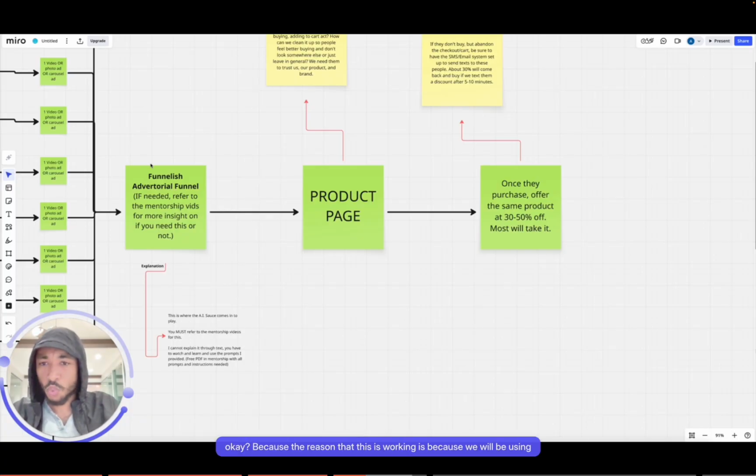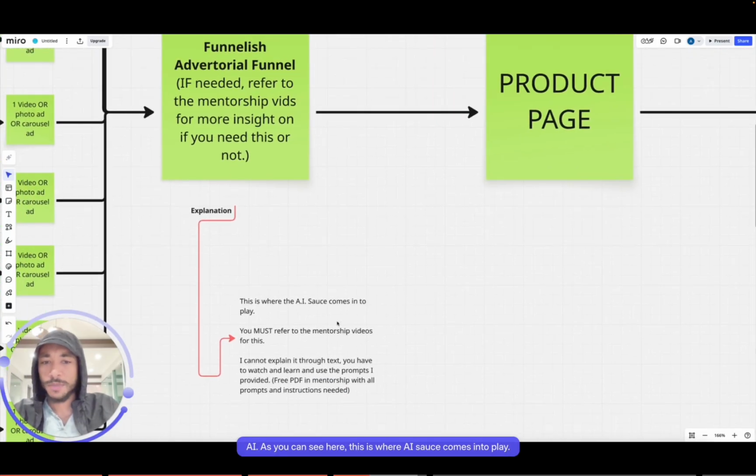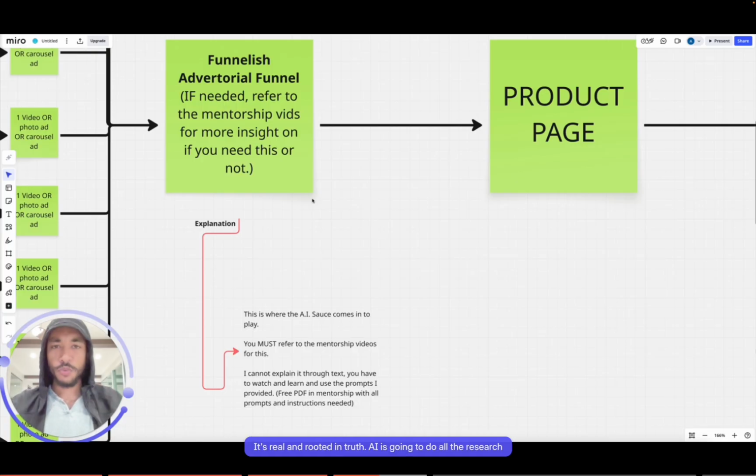Because the reason that this is working is because we will be using AI. As you can see here, this is where AI sauce comes into play. We're going to be using AI to create the most insane story that's very believable. It's real and rooted in truth. AI is going to do all the research for us. I have a long list of prompting, which you're going to go into AI, and I'm going to show you in the next video.